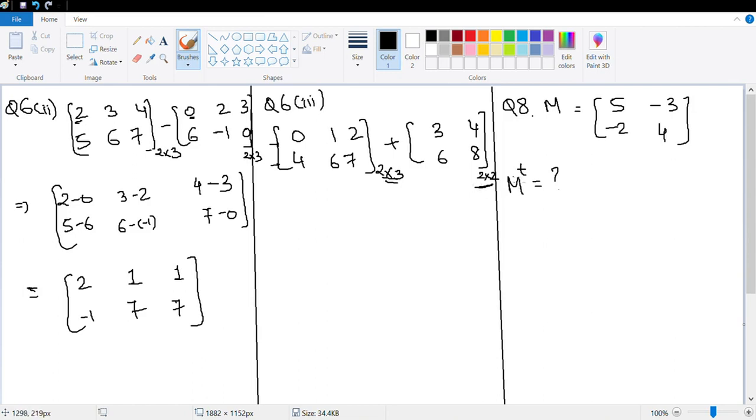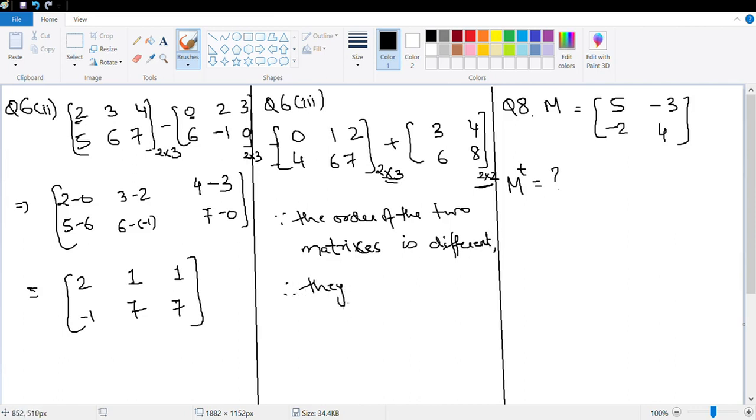Is the order equal? No. So can this be added or subtracted? No. So you will write your answer as, since the order of the two matrices is different, therefore they can't be added. Done. Let's look at question number 8.